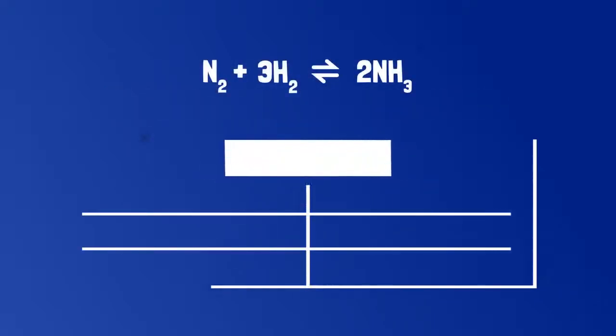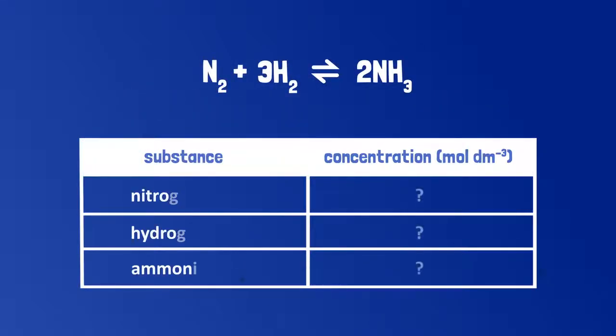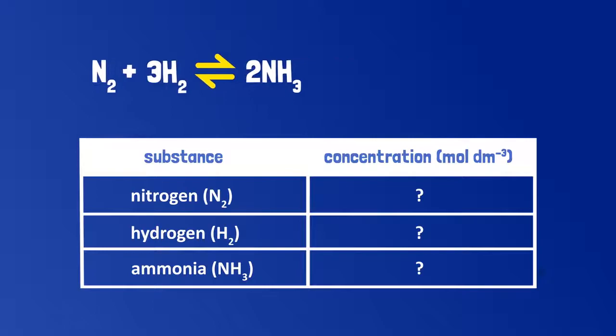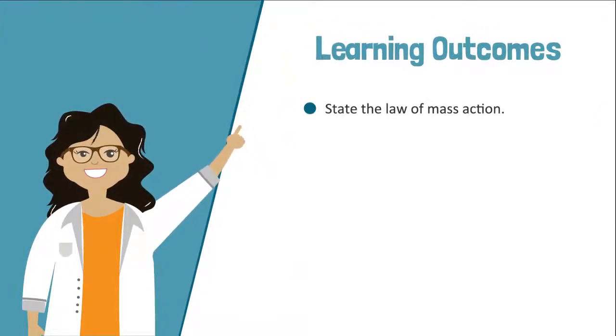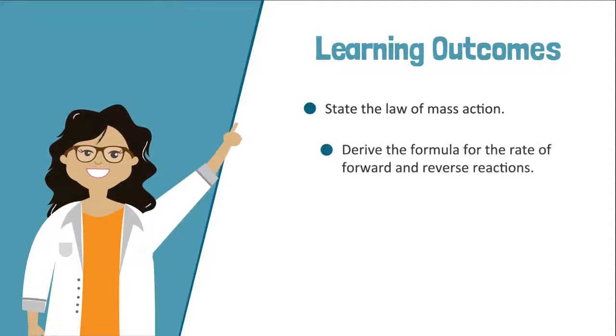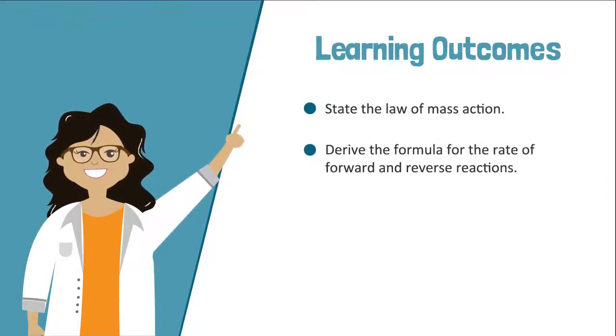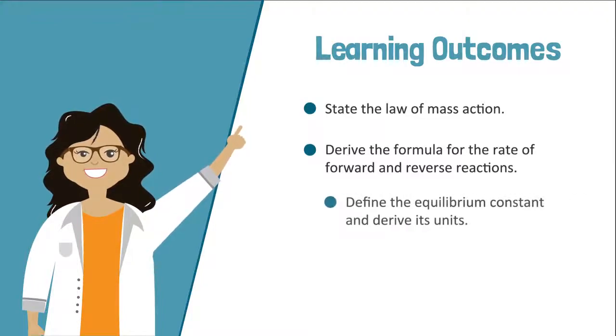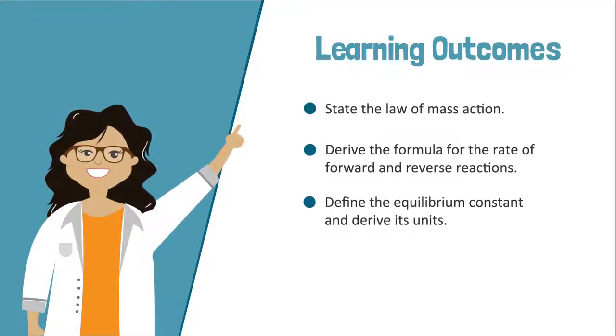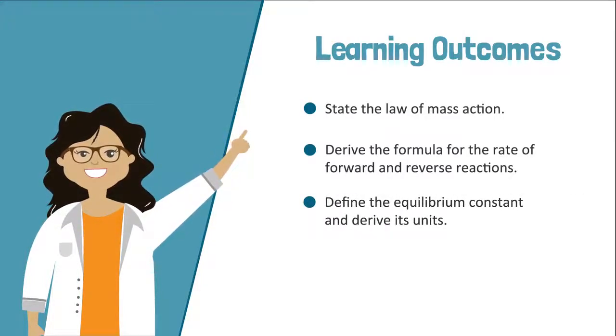And how can we find out about the concentrations of the substances in a reaction once it reaches equilibrium? This information can be found through the equilibrium constant of a reaction. In this video, we will learn what the law of mass action is and how it is used to derive the formula for the rates of forward and reverse reactions. We will also learn about the equilibrium constant and its units.